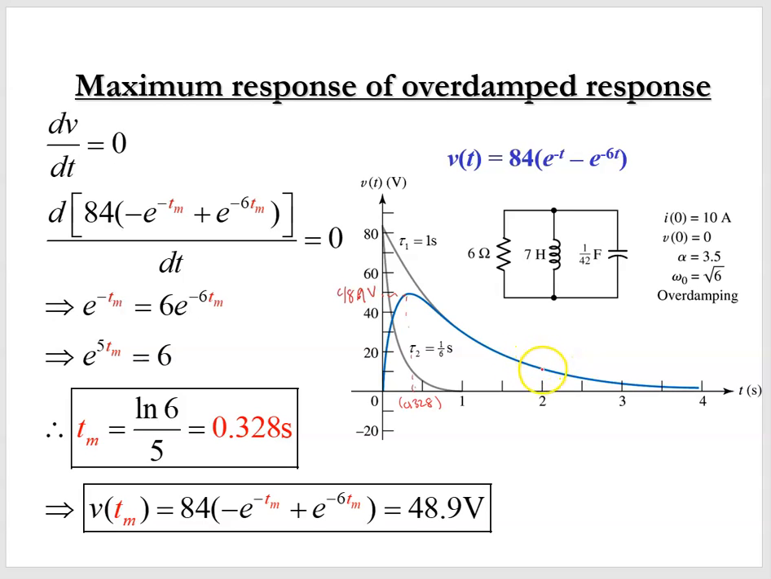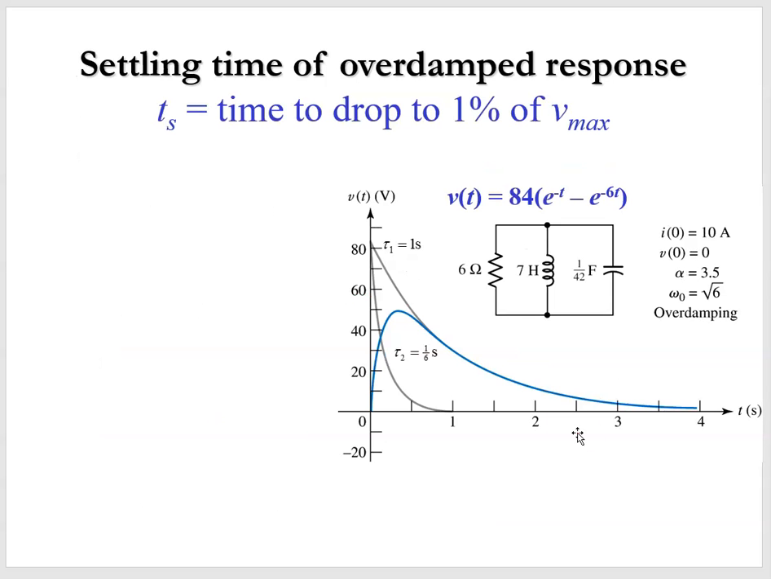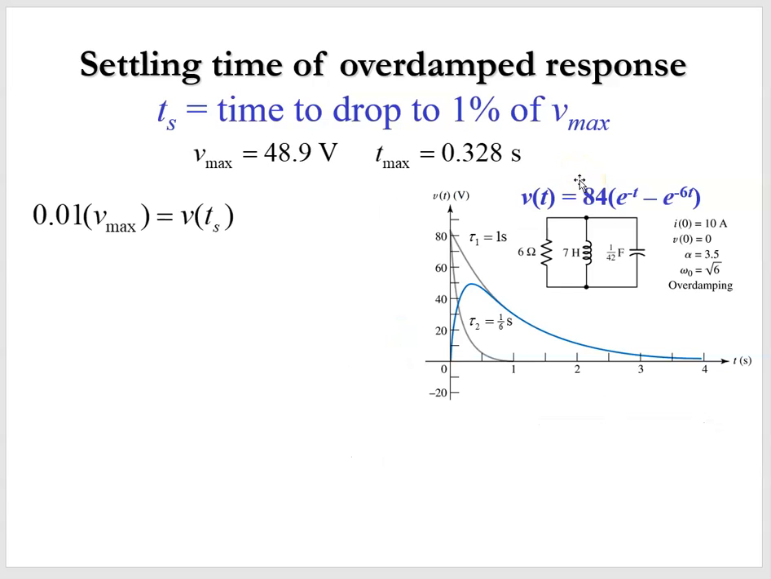What we looked at before was in terms of time constants. It takes 5 time constants for an RL or RC circuit to die out to less than 1% of its final value. So we can look at a settling time for the time it takes to drop to 1% of its maximum value of Tm. How can we solve for that? Well, we solved for the maximum, so 1% of that maximum is going to be 0.489, and that's equal to e to the negative Ts minus e to the negative 6 times Ts, and we want to solve that for Ts.